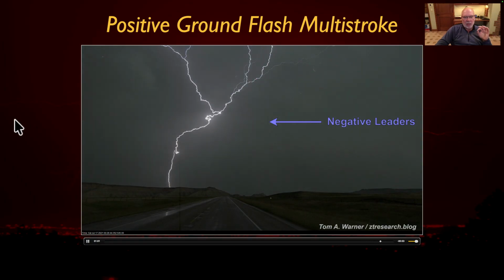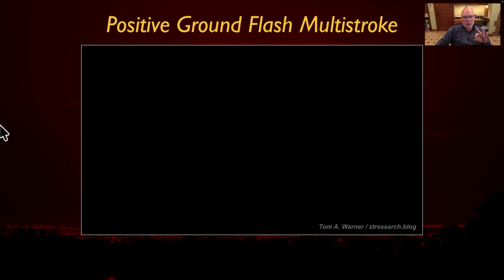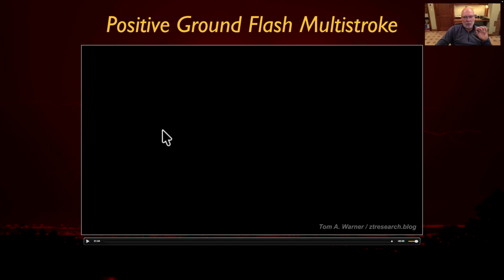So in this case, we had 3 same channel return strokes, the initial and 2 subsequent. And the first 2 seem to originate up in the cloud, whereas the third one seemed to be due to the activity of the newly formed branch that was visible, that we actually see, and then that return stroke actually traveled up and out that new branch.